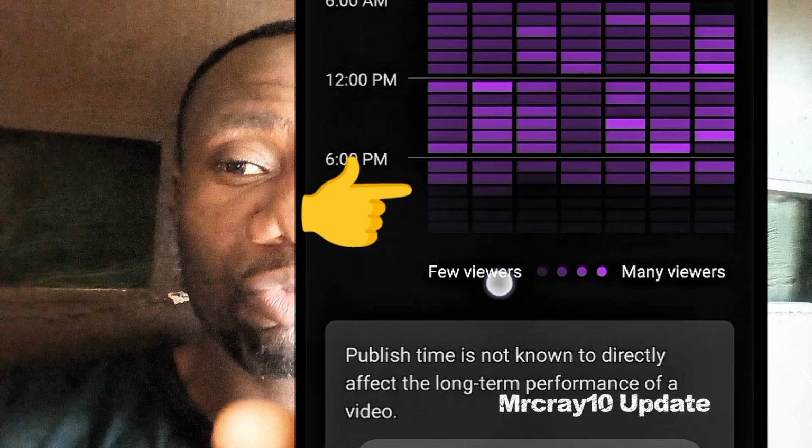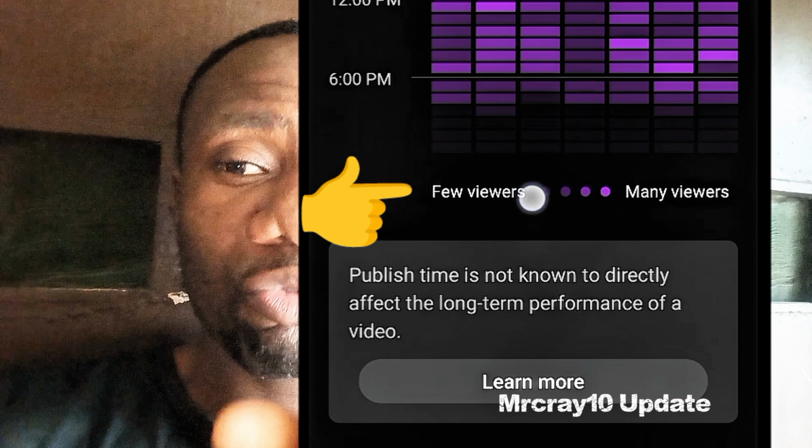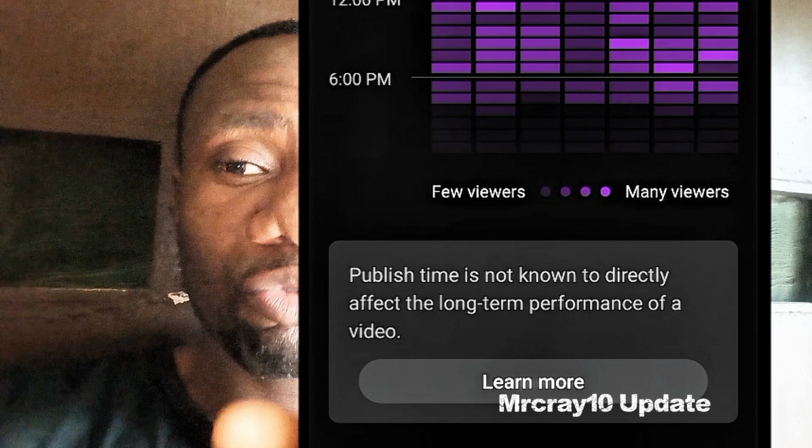Now, let's come down to this particular part that says few viewers and many viewers. So when you see this color very bright, that's when your viewers are online. Like a lot of viewers are online. Now, look at this particular one. The darker the color, the fewer your viewers being online. You get my point?